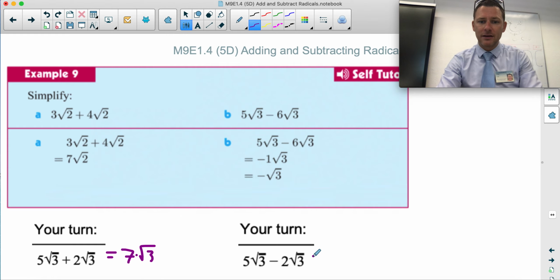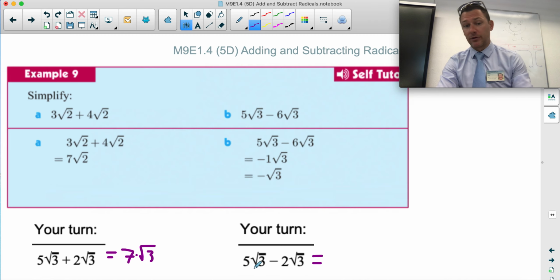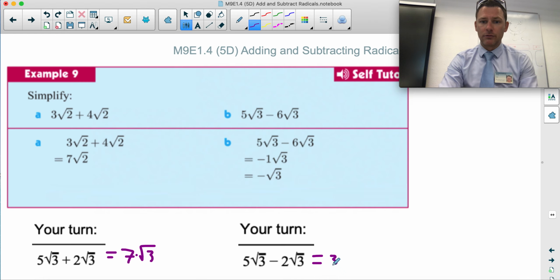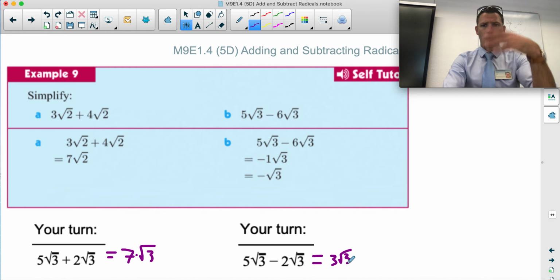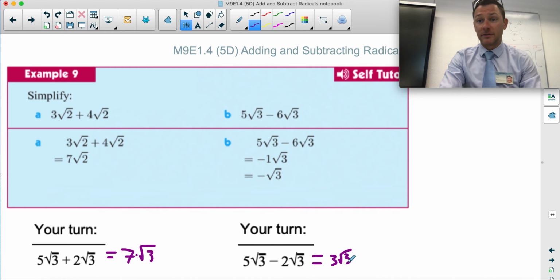Do the same with this. This is 5 ducks minus 2 ducks. 5 root 3's minus 2 root 3's. So 3 root 3's. And you could leave it as 3 root 3, which means 3 times the square root of 3. The square root of 3 is 1 point, who cares? So it's 3 times 1 point, who cares? But leave it like that. 3 root 3 is an exact value, and they're easy to work with.